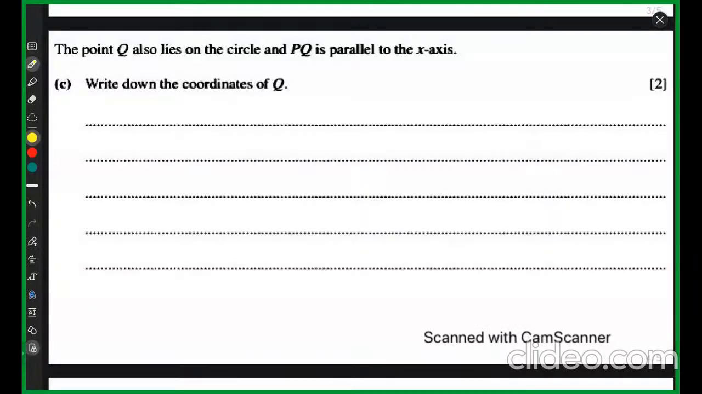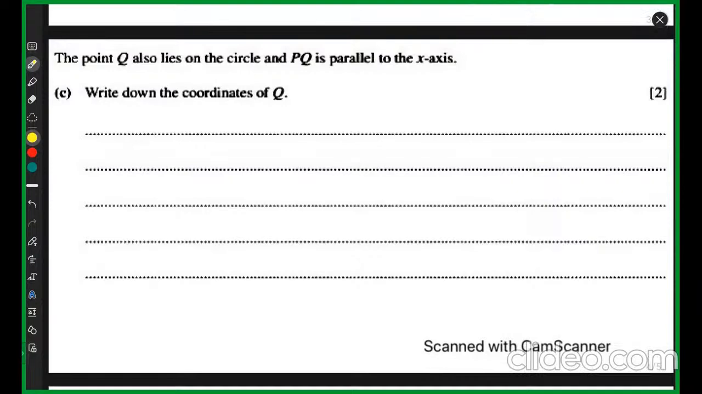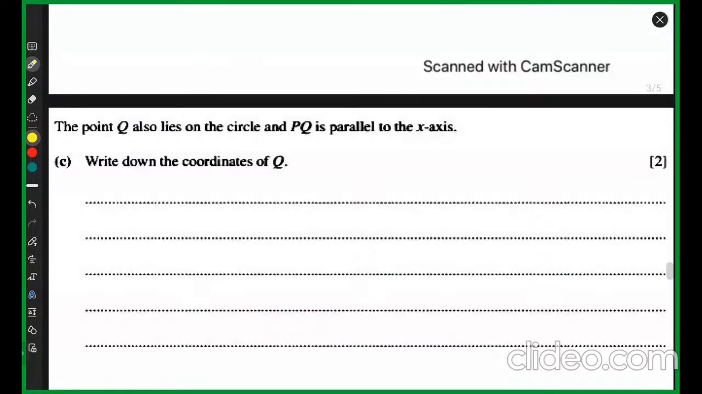Okay. It says the point Q also lies on the circle and PQ is parallel to the x-axis. Write down the coordinates of Q. Now this is very, very important. Let me give you a quick background of what exactly has been happening in this question.